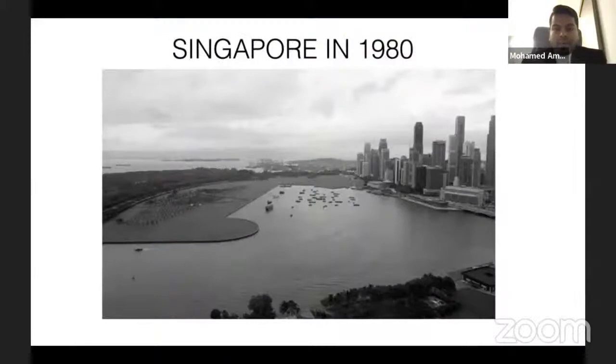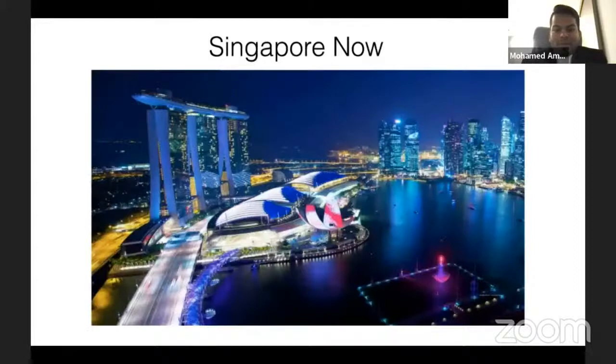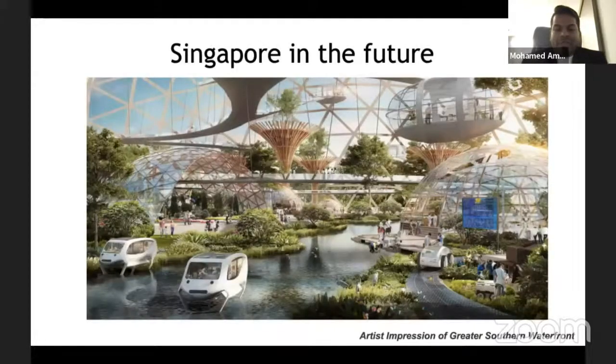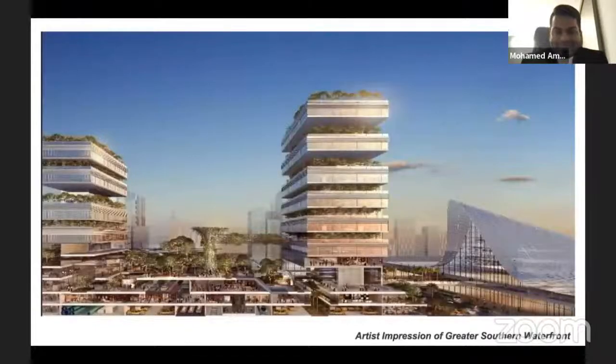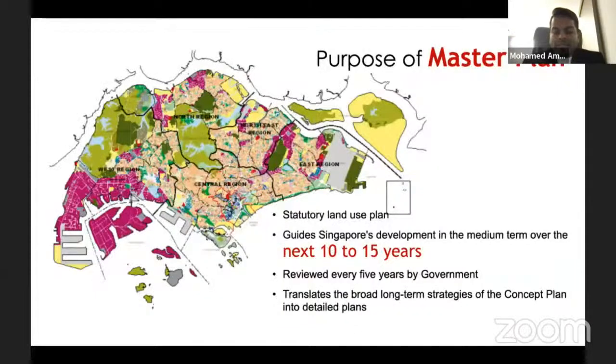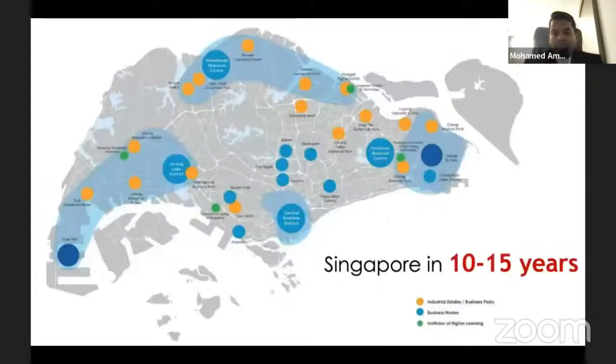So back then, Singapore in 1980, okay, and Singapore now, wow. So we have come a long way, and it's not enough. Singapore in the future, we are going to be a very different country. So the purpose of the master plan is to plan Singapore's land use for the next 10 to 15 years. So it's properly planned for the industrial estates, business zones, and for higher learning education as well.